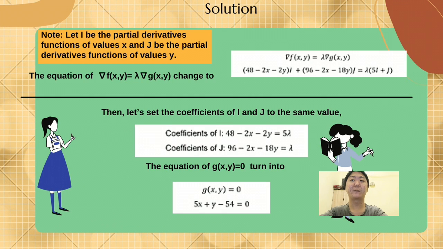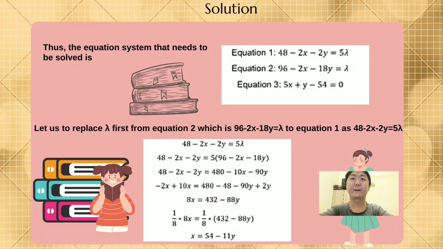Let's set the coefficients of i and j equal on both sides, where the coefficient of i gives 48 minus 2x minus 2y equal to 5 lambda, and the coefficient of j gives 96 minus 2x minus 18y equal to lambda. The equation g(x,y) equal to 0 turns into 5x plus y minus 54 equal to 0. So the equation system that we need to solve is: equation 1, 48 minus 2x minus 2y equal to 5 lambda; equation 2, 96 minus 2x minus 18y equal to lambda; and equation 3, 5x plus y minus 54 equal to 0.